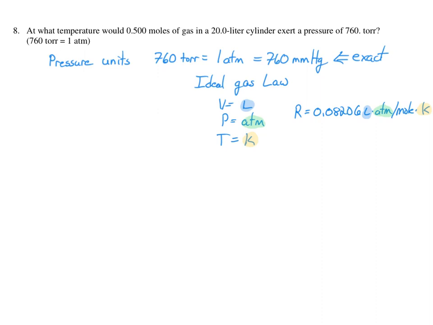All right, we're going to be using the ideal gas law. The twist here is that our pressure is given in units of torr. Torr is a different unit of pressure, and the definition is that 760 torr is equal to exactly 1 atmosphere.